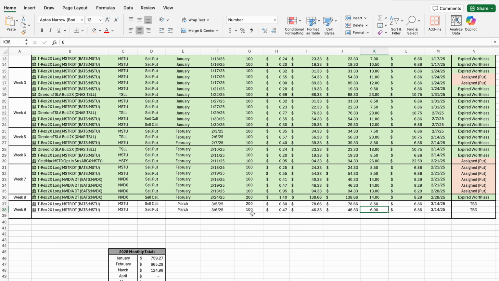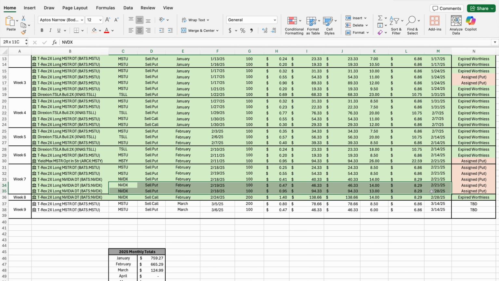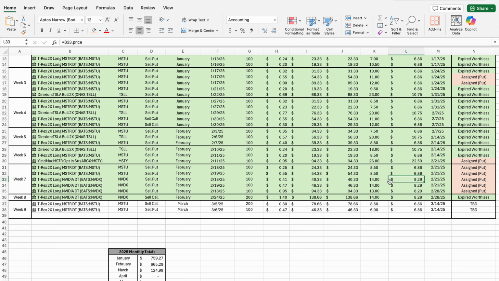So not a lot of movement on NVDX, right? Shifting over to NVDX, not a lot of movement there. I do own 300 shares of NVDX that got assigned in week 7. 2 of those contracts were at $14 strike prices. One of those contracts was at $13 strike price. So a cost basis of, I don't know, right around $13.75. You can see the current price is $8.29 for NVDX.